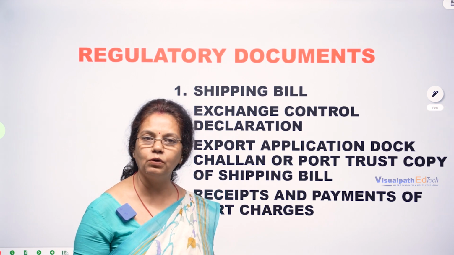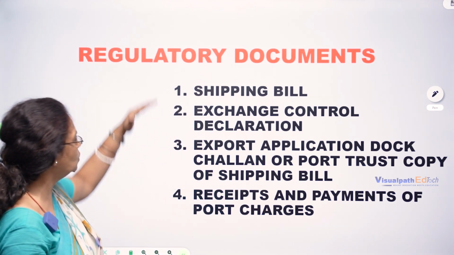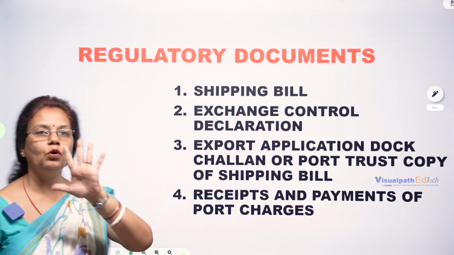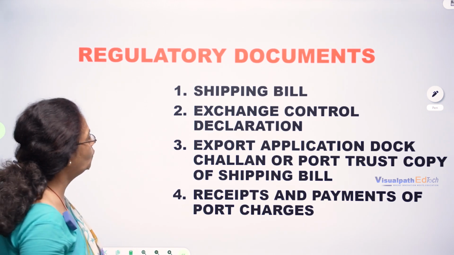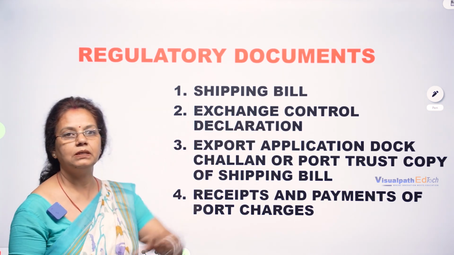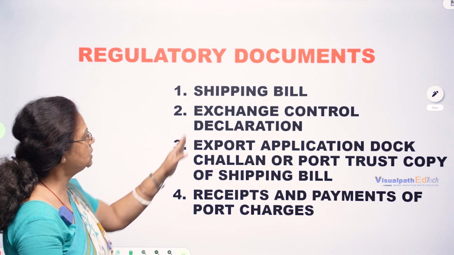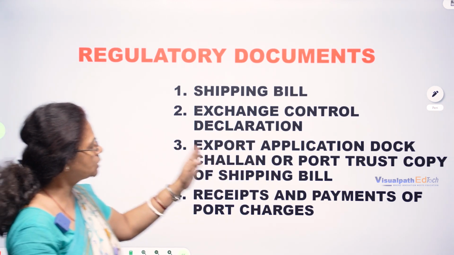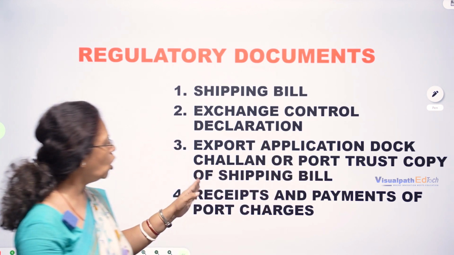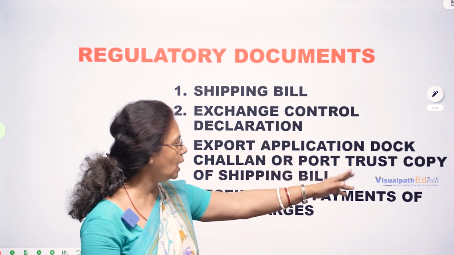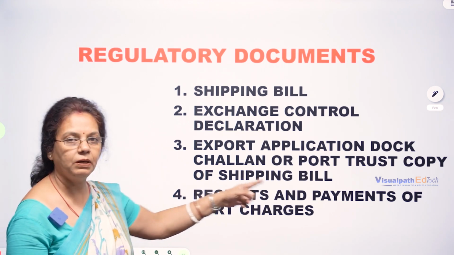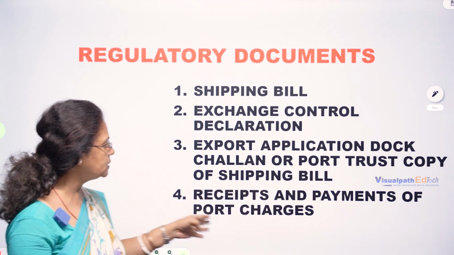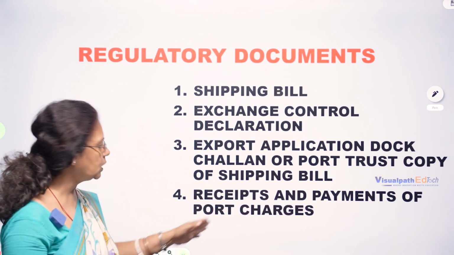But in case of regulatory documentations, we have to go through only four documents. So what are the four documents? Number one is the shipping bill. Number two is the exchange control declaration. Number three is the export application, dock challan or port trust copy of the shipping bill. And the fourth is receipts and payments of port charges.